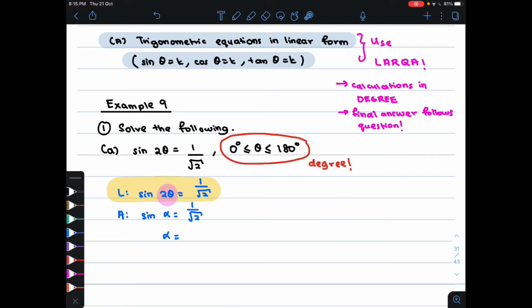So, how to find alpha? If you have sine alpha equal to 0, alpha is sine inverse of 0. Therefore, if you have sine alpha equal to 1 over square root 2, it is actually alpha equal to sine inverse 1 over square root 2.